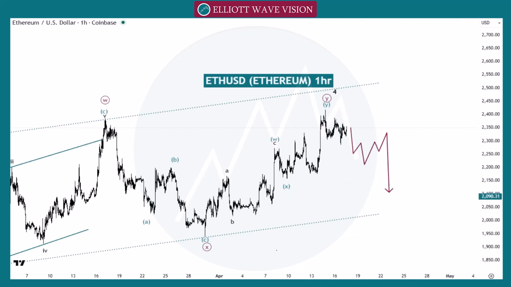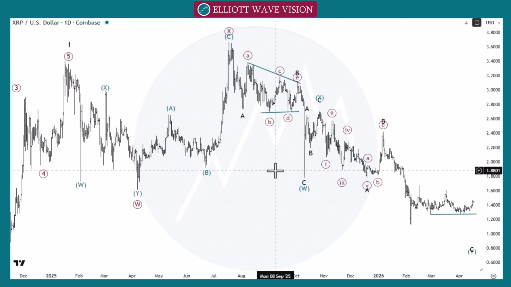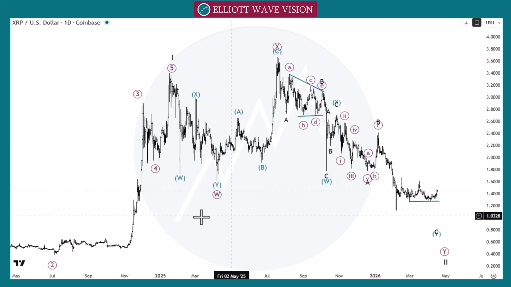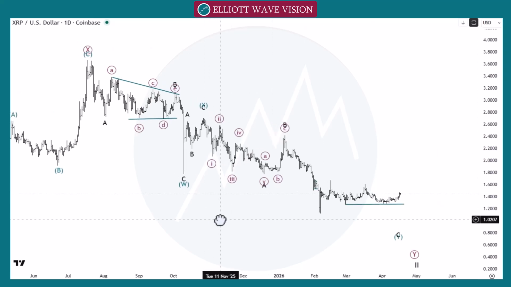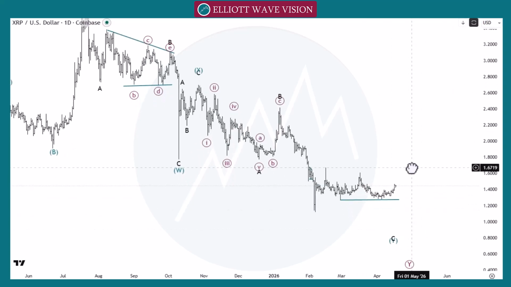So let's check our next pair XRP. So in XRP, we count this structure as a wave 1, W, X and Y, or we can count this structure as a flat pattern A, B and C. Now we are looking for the bearish move as a B, C, W, then X, A, B and C. Now we count this move as a 1, 2, 1, 2, 3, wave 4. Still is in play as a triangle. We count this structure as a B, C, D and E.